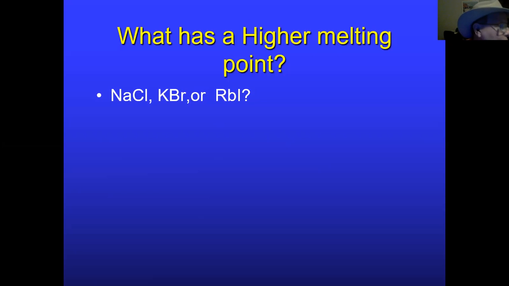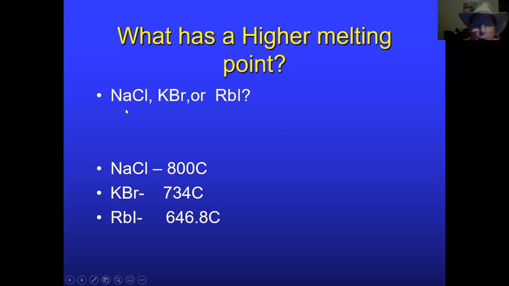KBr is in the fourth period, and RbI is in the fifth period. Would we agree that Rb and I are the largest here? Would you agree with that, guys? Yes. So if it's the largest, then the internuclear distance is greater for RbI than it is for KBr, than it is for NaCl. So RbI is going to have the lowest melting point because it has the biggest distance.